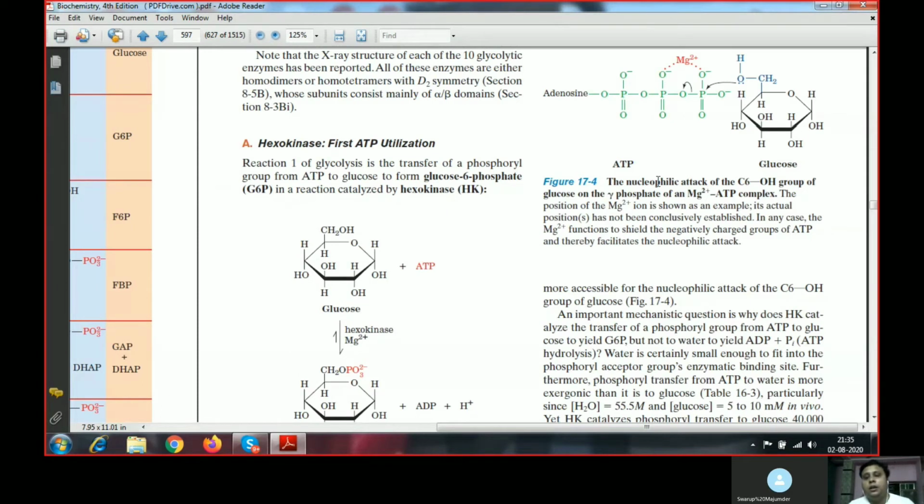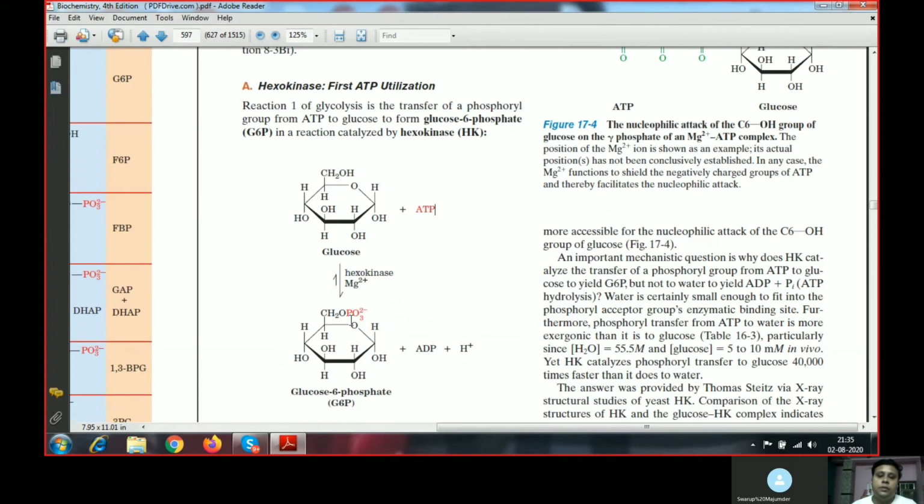So uncomplexed ATP is the inhibitor of the glycolytic pathway. When you add ATP alone, it is the inhibitor, but when you use the ATP-Mg2+ complex, it is the activator. That means you have to use Mg2+ here, because without Mg2+, ATP will be the inhibitor of the same reaction. It is an irreversible reaction. That means you can convert glucose to glucose 6-phosphate, but not the reverse, by the hexokinase enzyme.